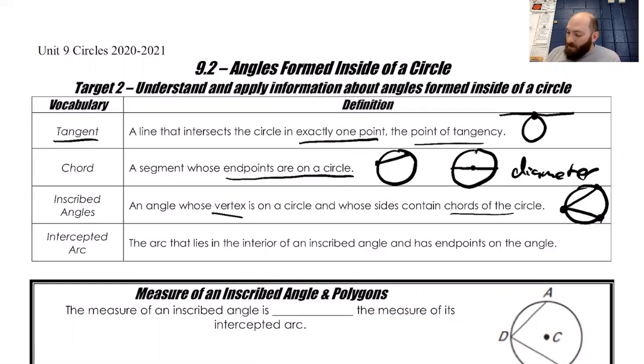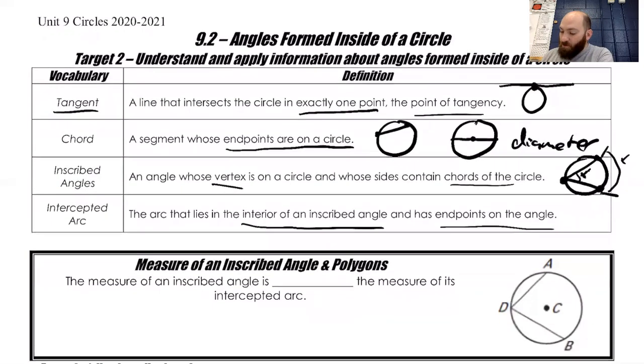Okay, the intercepted arc, that is the arc that lies in the interior of an inscribed angle and has endpoints on the angle. So this is my intercepted arc right there. Okay, so this is the inscribed angle. This is the intercepted arc.